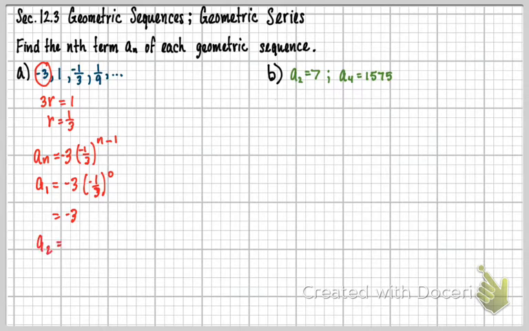Okay, so let's try A2. So that's going to be negative 3 times negative 1/3 to the first power. Okay, so when I multiply it, a negative times a negative is positive, and that's going to be 3 over 3, which equals a positive 1, and that's what I see here. So that works. So my answer for this one then is a sub n is equal to negative 3 times negative 1/3 to the n minus 1 power. So that would work there.